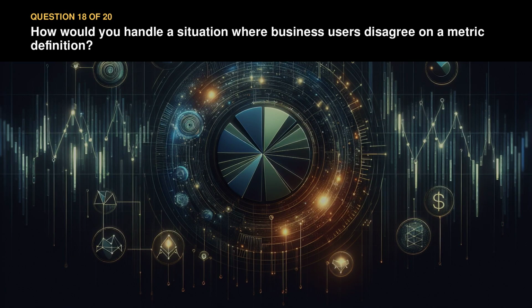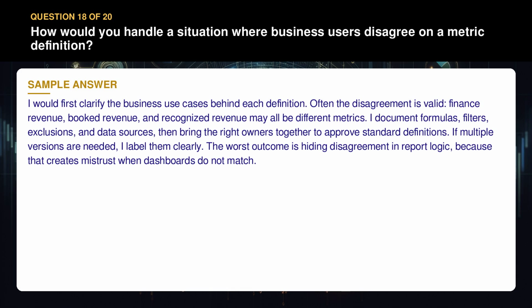Question 18. How would you handle a situation where business users disagree on a metric definition? I would first clarify the business use cases behind each definition. Often the disagreement is valid. Finance revenue, booked revenue, and recognized revenue may all be different metrics. I document formulas, filters, exclusions, and data sources, then bring the right owners together to approve standard definitions.